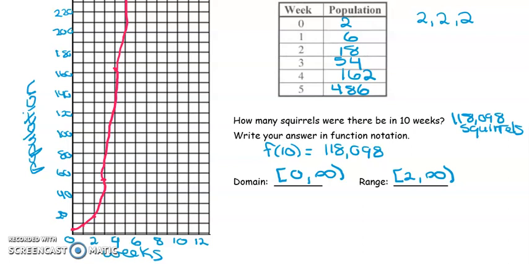But from here, we can say that our domain is from 0 to infinity. Okay, bracket at the 0 because that's where we start on our weeks. We start at week 0. We can't go any lower than that. And then for our range, it's going to be 2 to infinity because the smallest y value that we have, our population value, starts with a 2 and then keeps getting larger and growing and growing and growing.